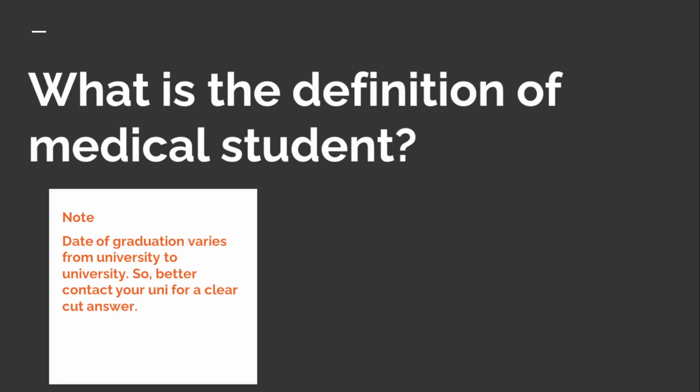So what is the definition of a medical student? A medical student is someone who has not yet graduated from medical school. The date of graduation varies from university to university. In the context of Nepal and India, you are a medical student until the end of your internship. But if you are from Bangladesh, you are a medical student until the final year of your medical school, before you start the internship. That is the date you get your graduation date. So in Nepal and India, the graduation date is the end of your internship, but in Bangladesh, the graduation date is the start of your internship or the end of your final year.